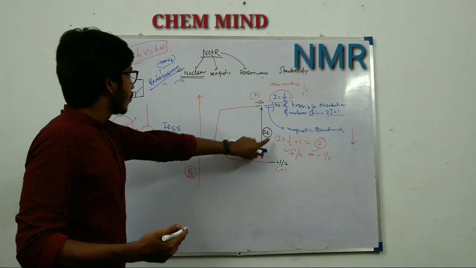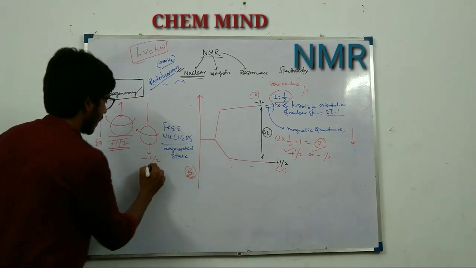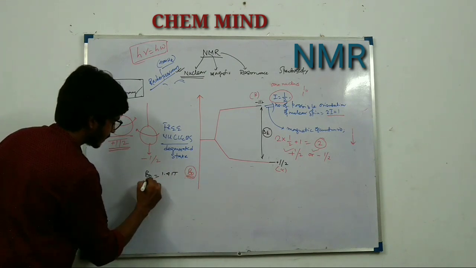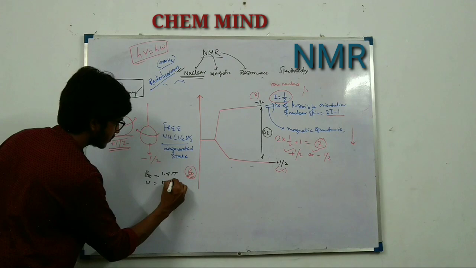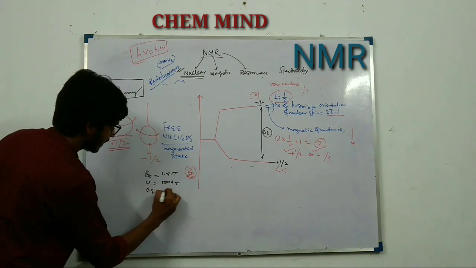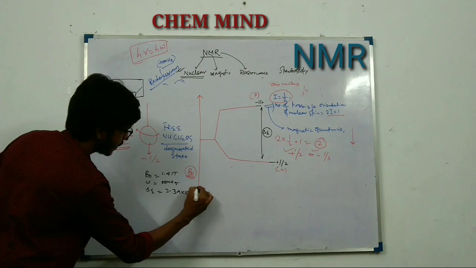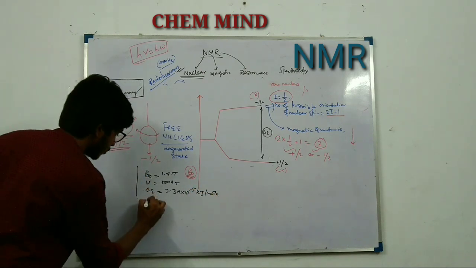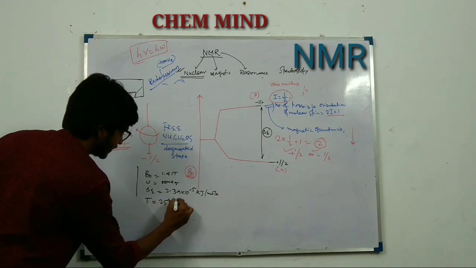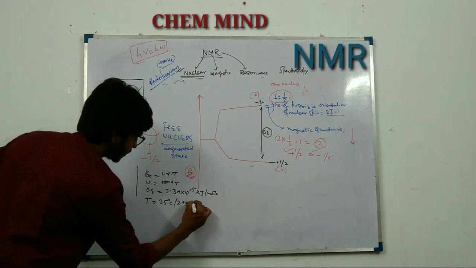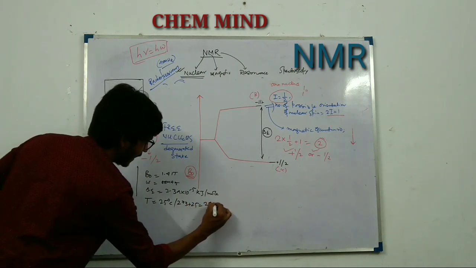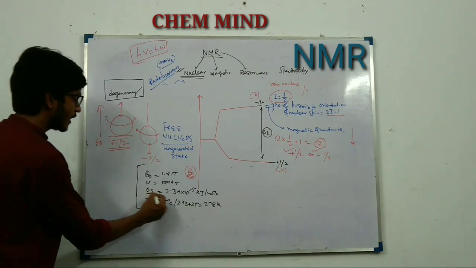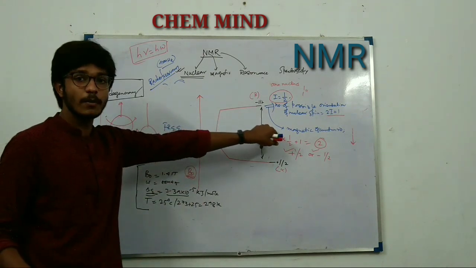When we increase the magnetic strength, first of all, B naught is 1.41 Tesla and omega is equal to 60 megahertz. We get a del E value of 2.39 into 10 to the power minus 5 kilojoule per mole, at a temperature of 25 degrees centigrade, or 273 plus 25 equal to 298 Kelvin. Under these conditions, we get del E as 2.39 into 10 to the power minus 5.